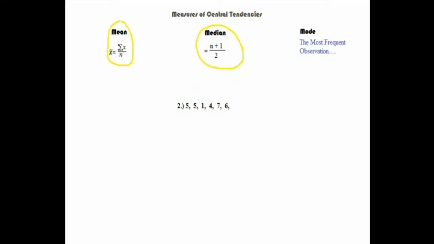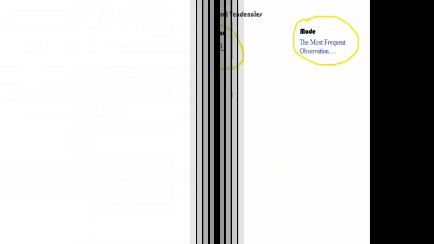Sometimes there may be more than one mode. If we have 5, 5, 1, 4, 7, 7, and 6, we have two 5s, we have two 7s. Therefore, we have two modes. 5 is a mode, 7 is a mode.